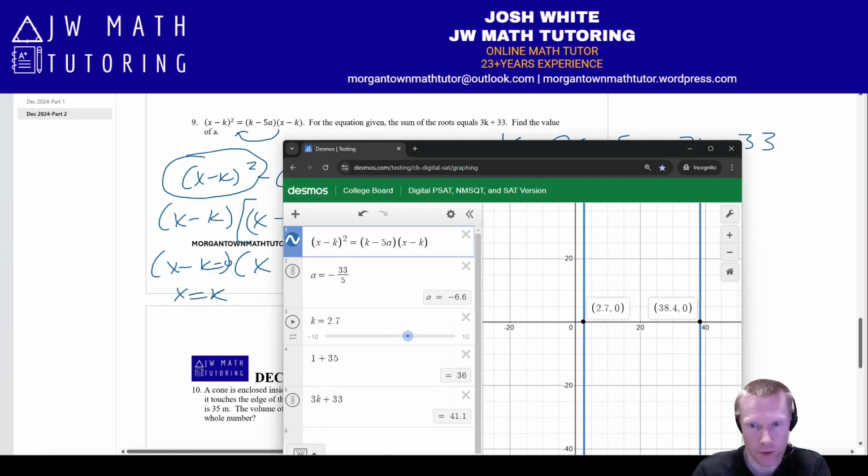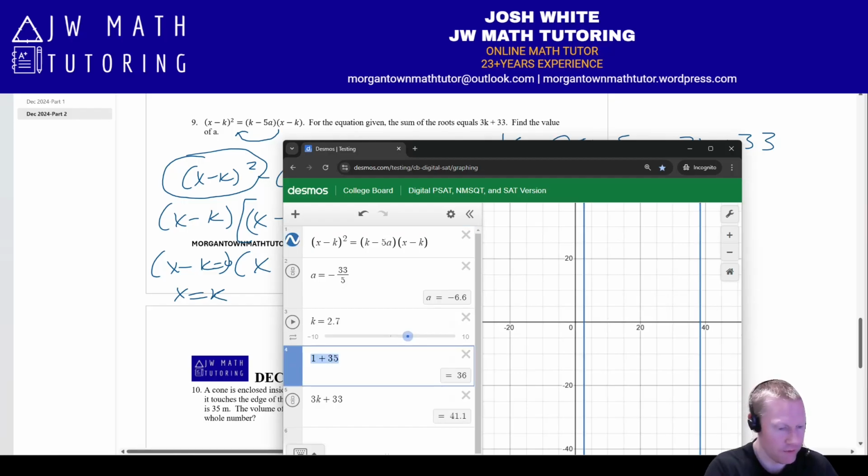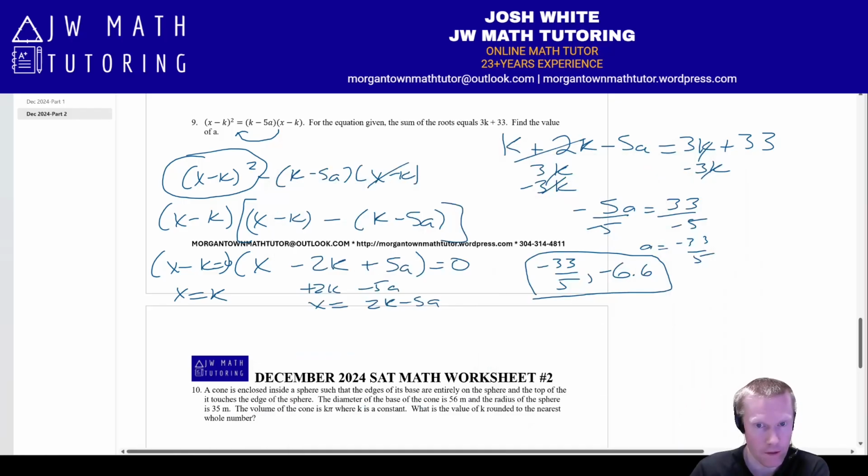And we could change this. Here we get 38.4 and 2.7. So you'd have to manually type in 38.4 and 2.7, which is 41.1. Does that match 3k plus 33? Yes, 41.1. So you can check it in Desmos, but again, I don't know of a method to just solve the entire problem in Desmos.